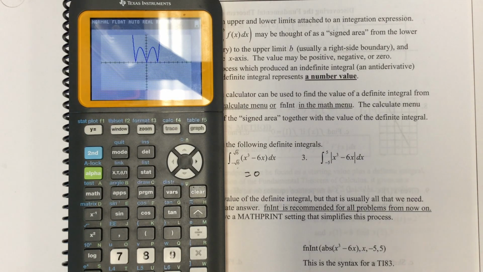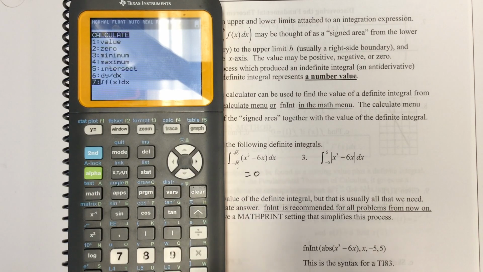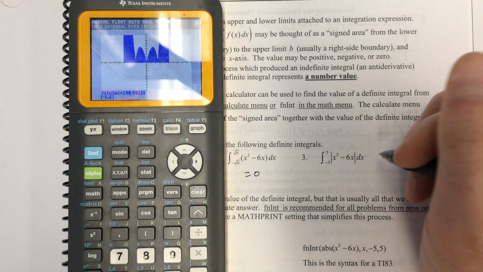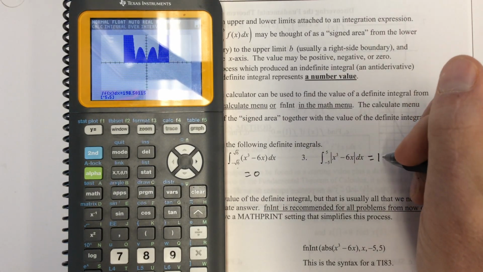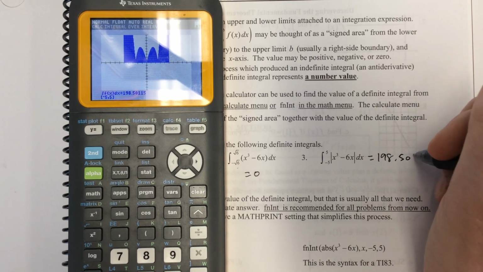We're trying to find the area from -5 to 5. So second calc, go down to the integral. Lower bound is -5, upper bound is +5. Okay, it ends up looking like that. That's the area under the curve, so our answer is 198.501.